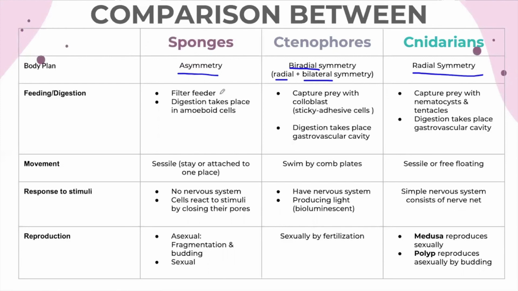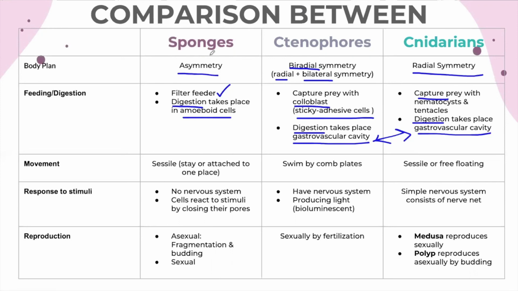Sponges feed using filter feeding, and the digestion takes place in amoeboid cells. Ctenophores capture their prey using colloblasts. What is a colloblast? A colloblast is a sticky adhesive cell. And the digestion takes place in the gastrovascular cavity. For cnidarians, they capture prey with nematocysts and tentacles, and the digestion takes place in the gastrovascular cavity, which is the same as ctenophores.